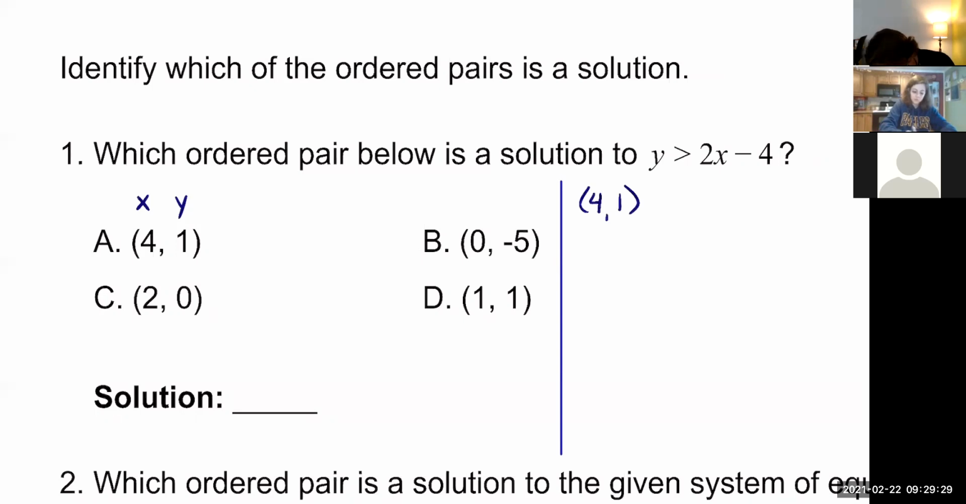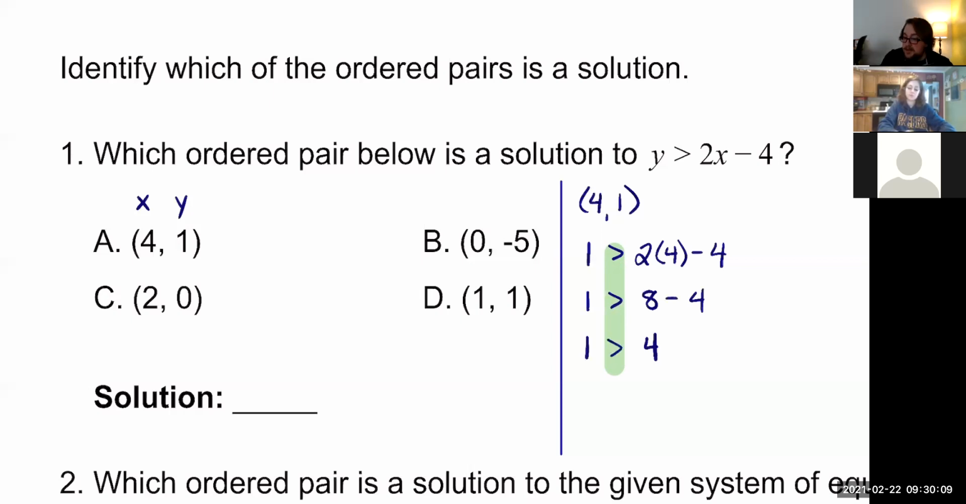I'm going to use the 4 to replace the x, the 1 to replace the y, in the inequality we're given. And that's going to leave me with 1 is greater than 2 times 4 minus 4. Well, there's not a whole lot to do on the left. But there are some things I can clean up on the right. On the right, we have a multiplication and a subtraction. Follow our order of operations. We do the 2 times 4, which gives me 8. And 8 minus 4 is going to give me 4.